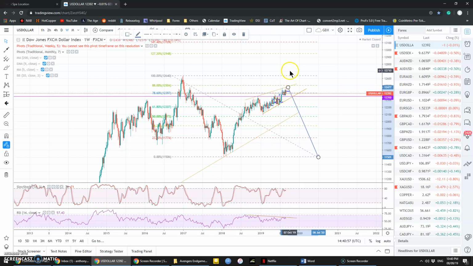If we break up, gold will sell off. And if we break up, we'll need to retest this high. And then we'll see. It could be a double top. So that's one possibility. But if we break down from this wedge, then it's very bullish for gold. And of course, it'll be very bearish for the US dollar. But yeah, we shall see.